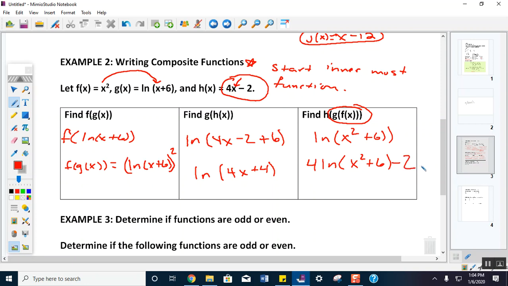Minus 2. How many had that originally? Oh, good. I see why, you guys. I was like, something's not right, and I messed it up. To be completely honest, I did not have that written in this. That's okay. You know what? I think that's a good place to stop.